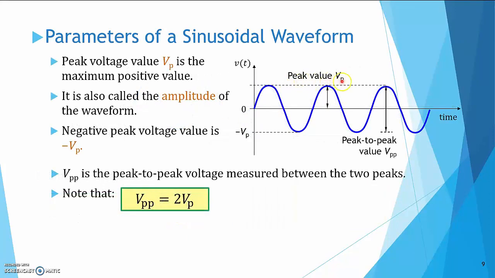The peak value V peak of an alternating waveform is equal to the maximum voltage of the waveform. The peak-to-peak value V peak-to-peak of an alternating waveform is equal to the difference between the maximum voltage and the minimum voltage. Obviously, V peak-to-peak is equal to double of V peak.